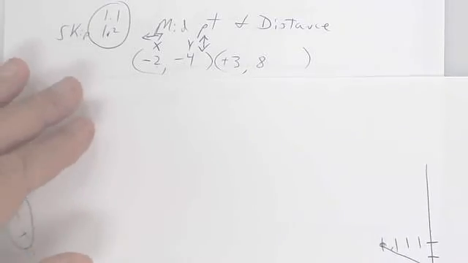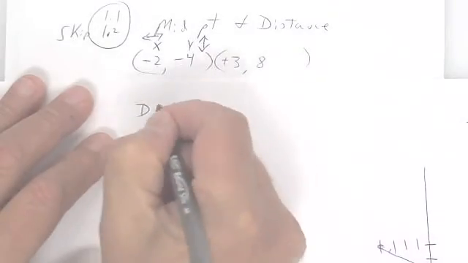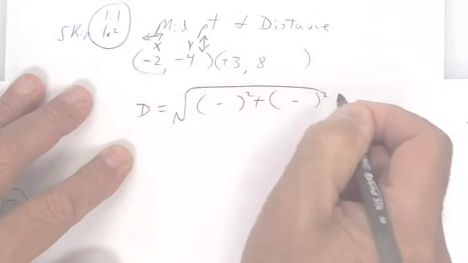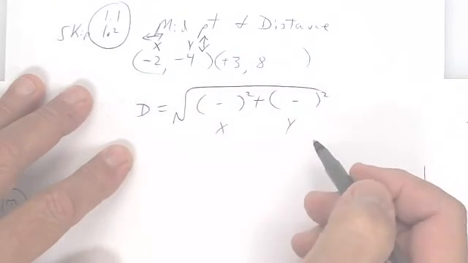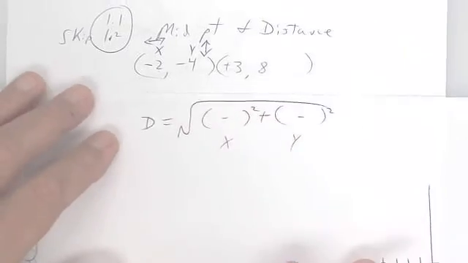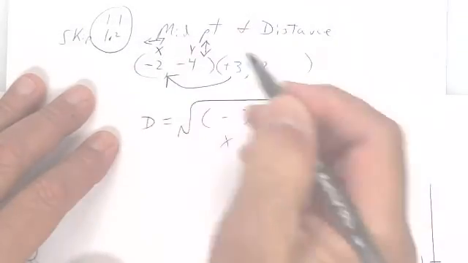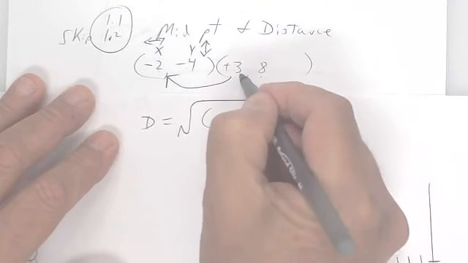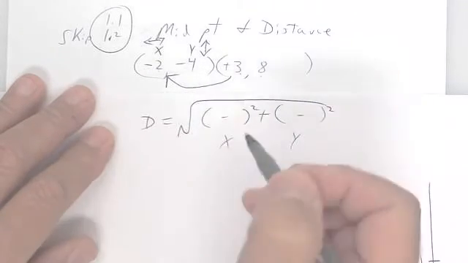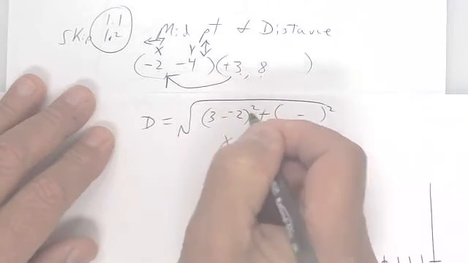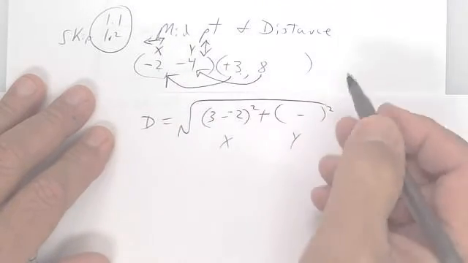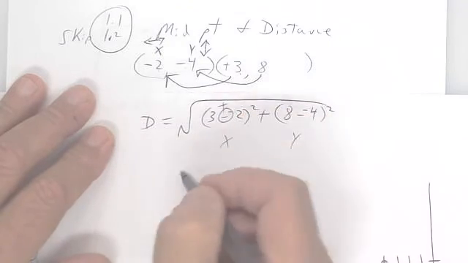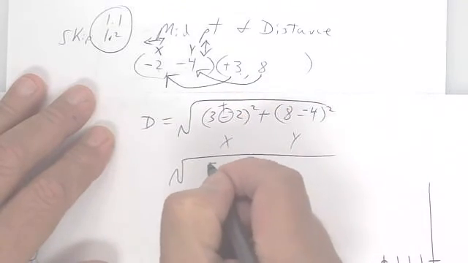Okay, so watch. What I want you to do for distance is I want you to put this down just like this. Now your x's go in here and your y's go in here. If you go backwards, like I'm going to do, then you've got to go backwards for this one. So this is going to be 3 minus a negative 2. This one's going to be 8 minus a negative 4. This becomes a plus. So I get the square root of 5 squared.